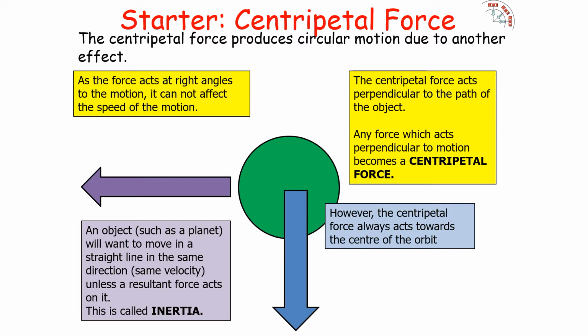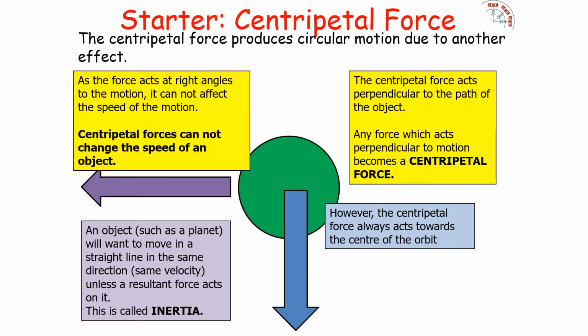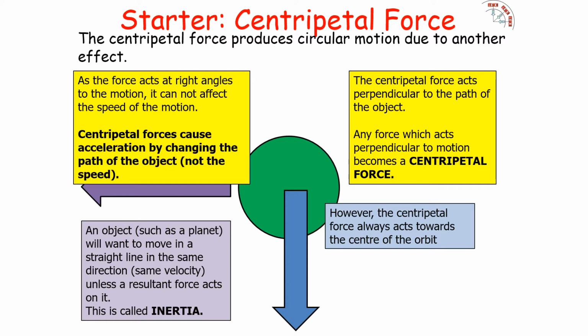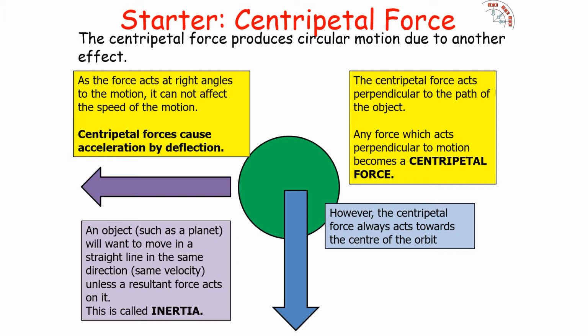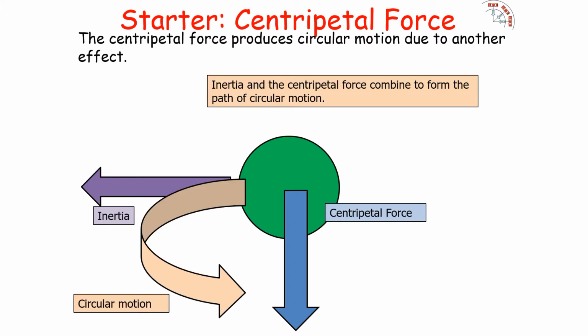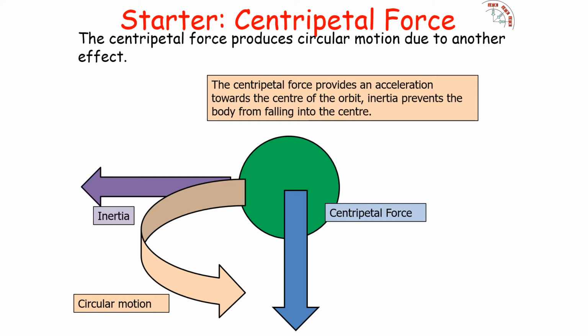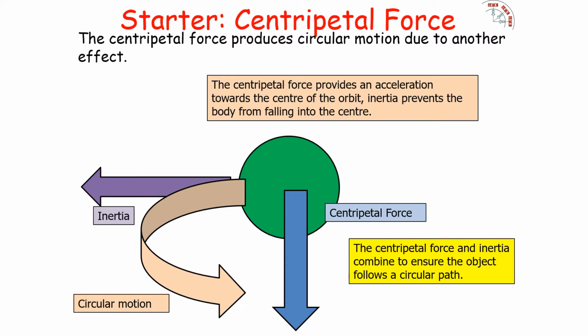As this force acts at right angles to the motion, it cannot affect the speed of the motion. This is an important idea in physics. Centripetal forces cannot change the speed of an object because centripetal forces change the direction of the object. Centripetal forces cause acceleration by changing the path of the object, not the speed. Therefore we can say centripetal forces cause acceleration by deflection. The combination of inertia and the centripetal force forms the path of circular motion. The centripetal force provides an acceleration towards the center of the orbit, whilst inertia prevents the body from falling into the center.